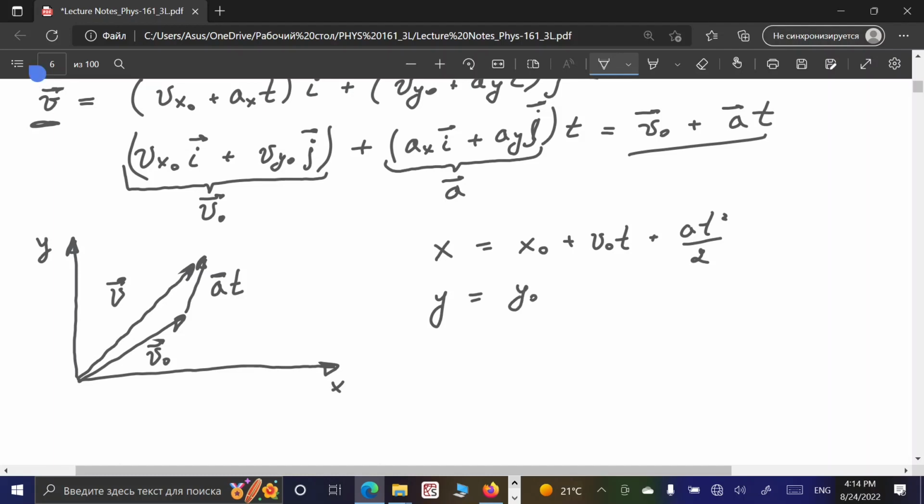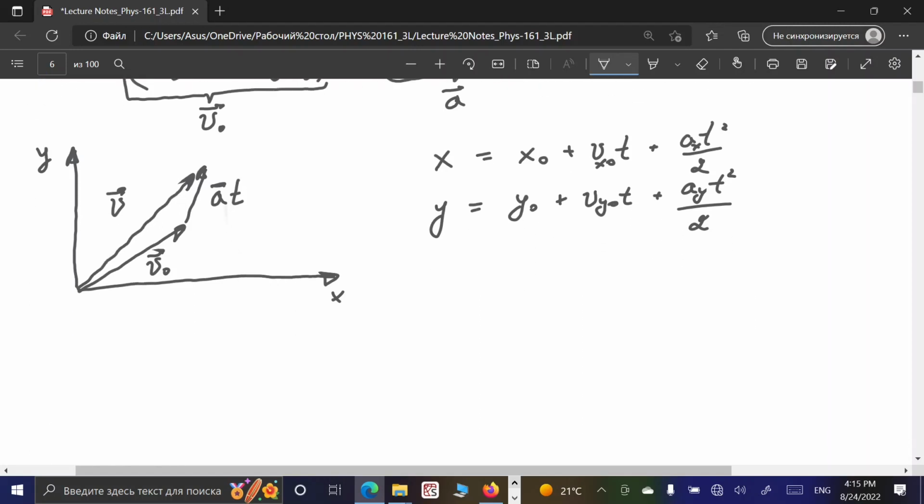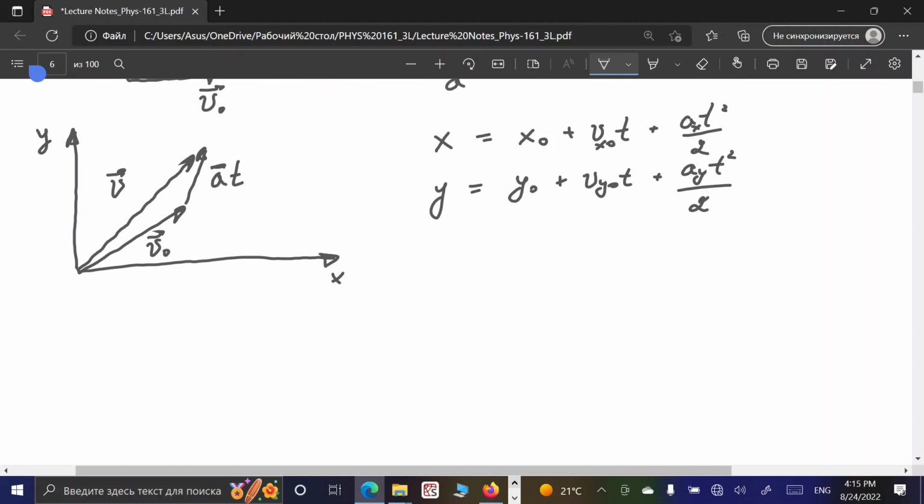So it will be y naught plus, here we need to modify it a little bit. So here we need to consider x naught and ax. And here it will be vy naught times t plus ay times t squared divided by 2. So that is true for the projection of position vector on axis y, and x as a function of time.